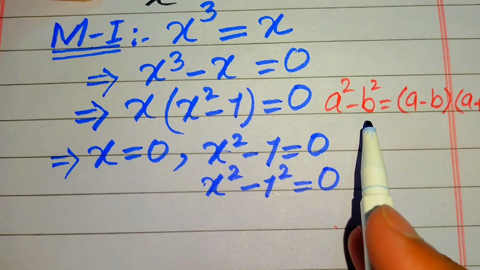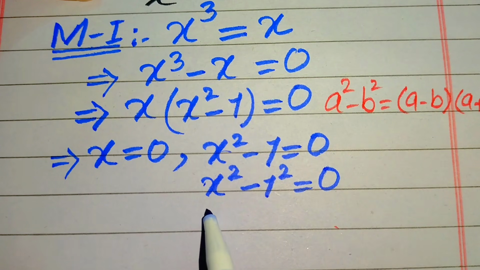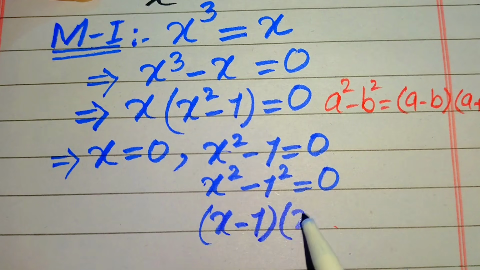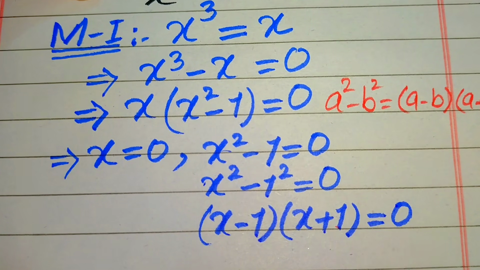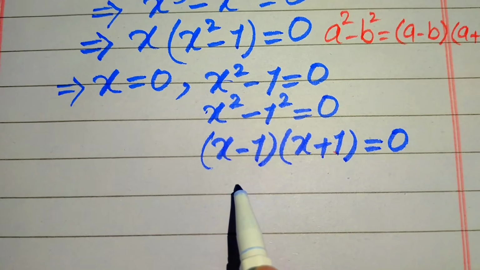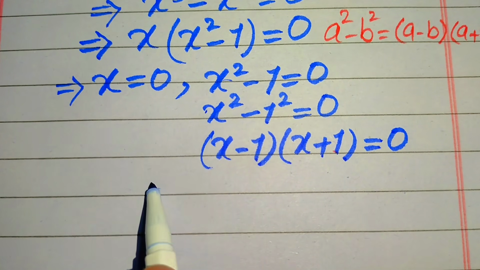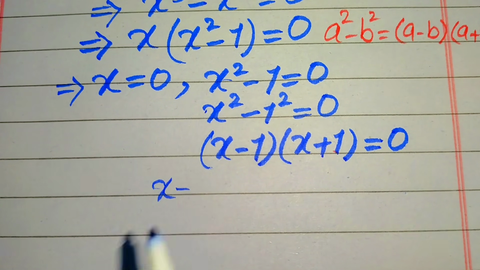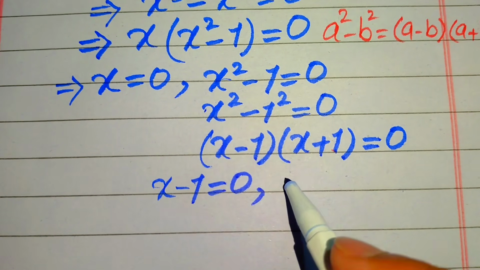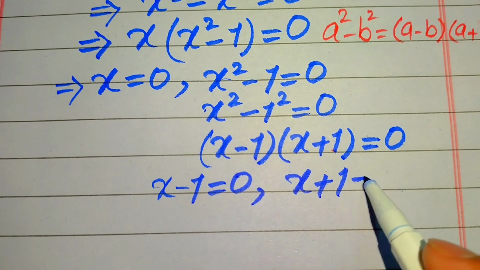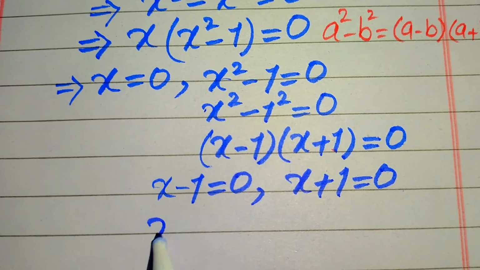Here we use this formula, and we write this term as x minus 1 times x plus 1, and this whole equation is equal to 0. So we again divide this into two cases. The first case is x minus 1 equals 0, and the second case is x plus 1 equals 0.